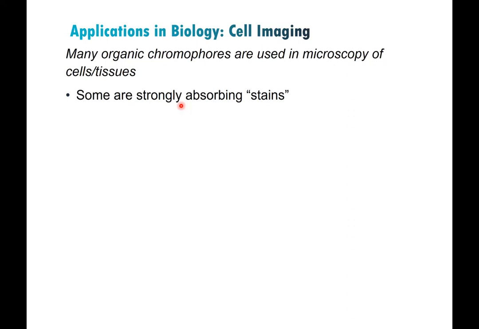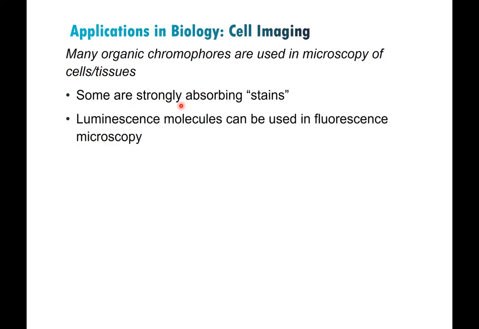But anyway, these are basically dyes and they can be designed to go to different parts of the cell, and they have different colors. So when you're imaging them with a microscope, you get this nice coloration, this contrast that you can use to help see different parts of the cell. And a lot of those are, again, just absorbing. They don't really emit any light. But there are also luminescent molecules, fluorescent molecules in particular, that can be used in another type of microscopy, which is called fluorescence microscopy.